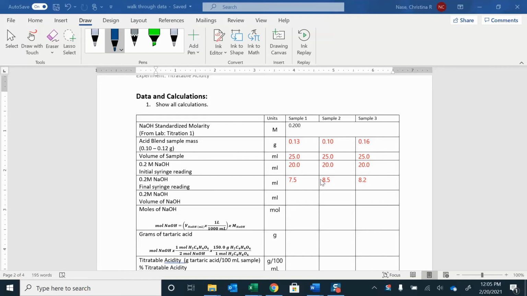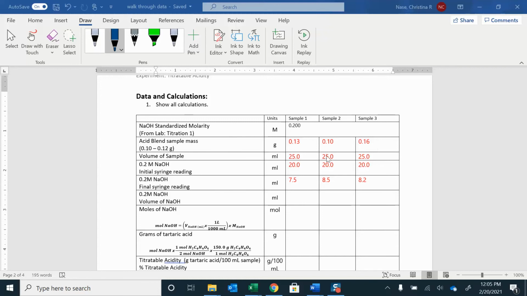I emptied the syringe, not completely, I slowly titrated the sample until I saw that there was a pink color, and it stayed around. I had that permanent pink. It was a pretty light pink. And then I just read the final volume. So that's all the data you have to collect.